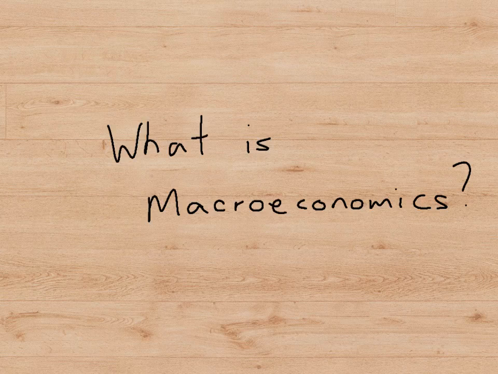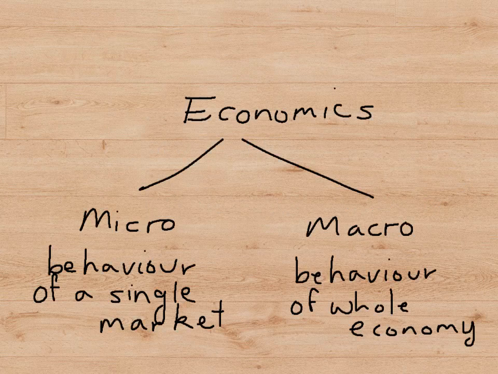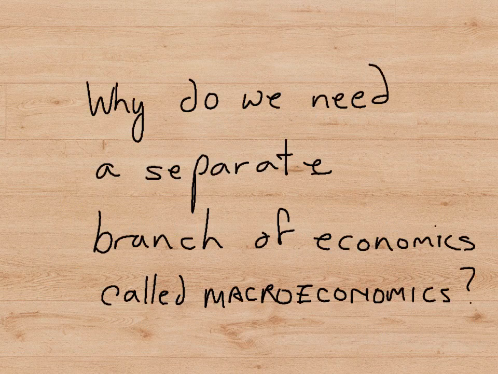In this presentation, we're going to ask the question, what is macroeconomics? We know that economics these days is split up roughly into two major branches, one called microeconomics and the other one called macroeconomics. Micro studies the behavior of a single market, whereas macroeconomics looks at the behavior of the whole economy. This is a basic difference between these two branches of economics.